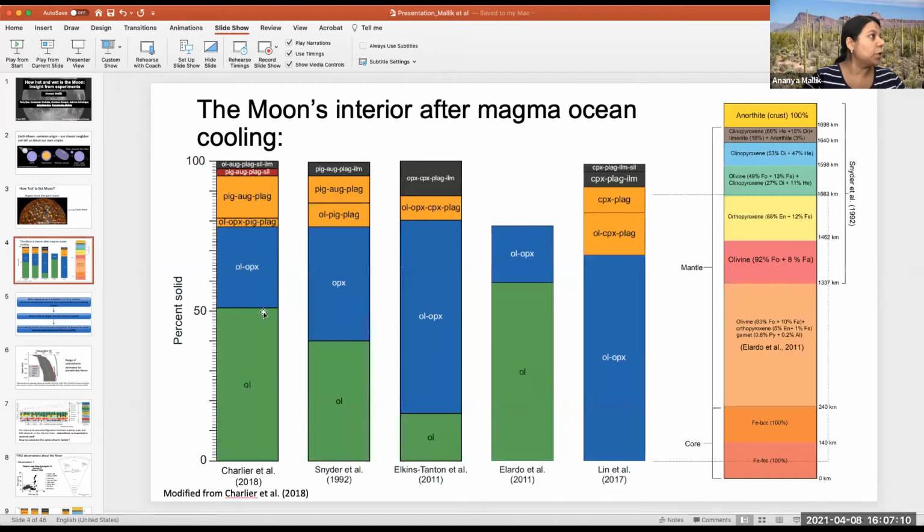So here we have different models of what the moon's interior must have been after magma ocean crystallization. I would point out that all of these models are either derived from experimental petrology, where lab experiments were done to simulate what sequence of minerals you would form if you crystallize a magma ocean, or some of these models were also derived from thermodynamic modeling.